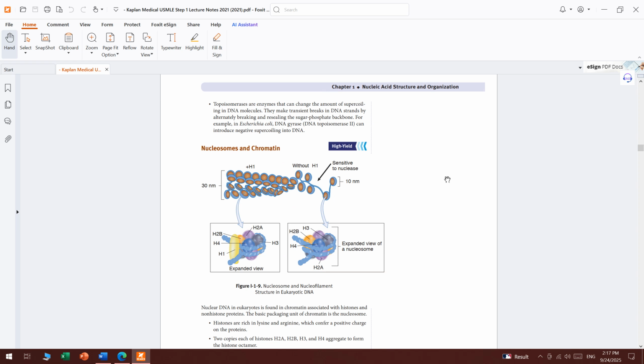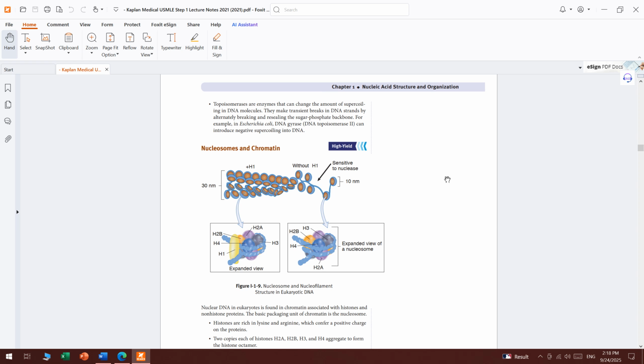For example, in the bacterium Escherichia coli, an enzyme called DNA gyrase specifically introduces negative supercoiling into DNA, facilitating its replication and transcription. Topoisomerases are also targets for some antibiotics and anti-cancer drugs.